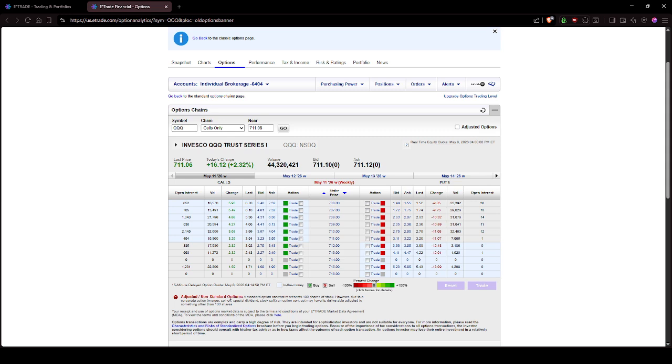Welcome to this tutorial on how to sell puts using Etrade. Selling puts is a popular strategy for generating income and potentially purchasing stocks at a lower price. Let's walk through the process step by step.